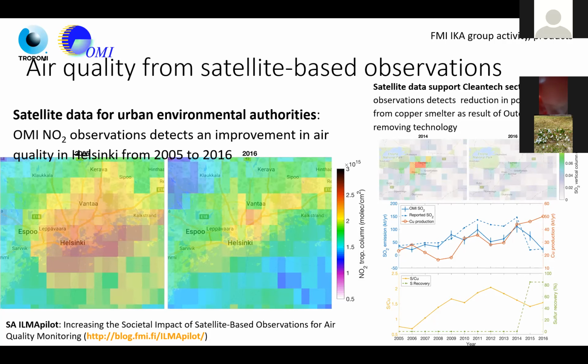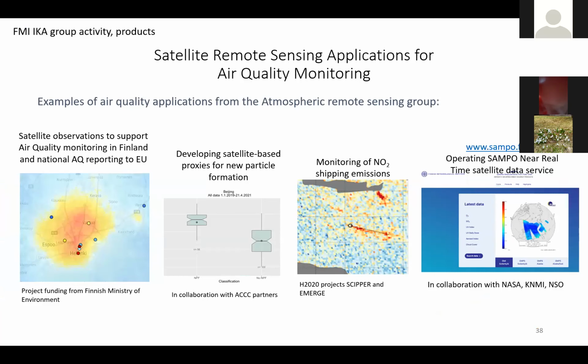We detect the concentration of cases in the area of Helsinki, for instance. And this information is immediately forwarded to the users. So they have 24 hours access to the information about the air quality. This is another example of air quality monitoring.